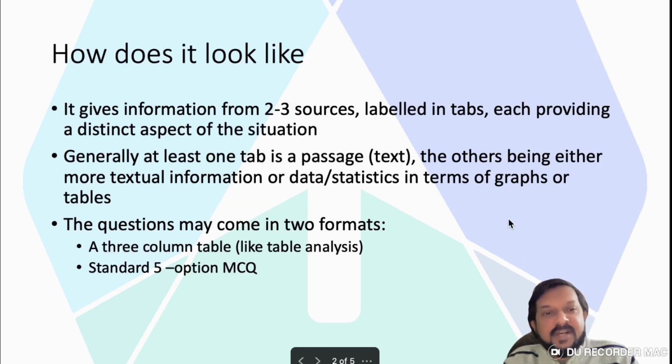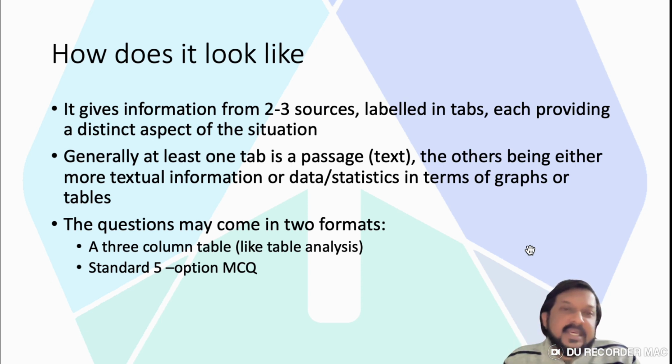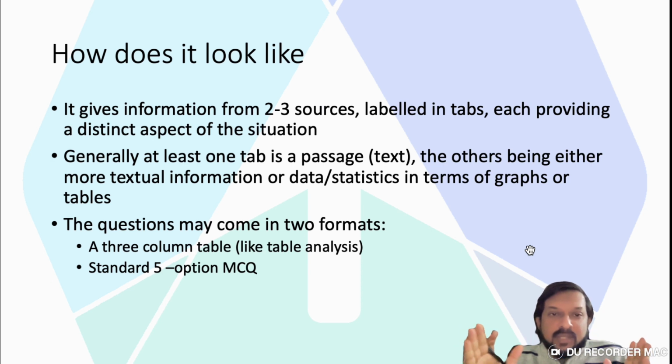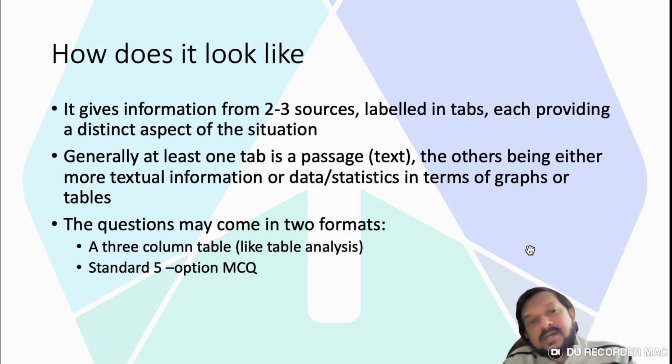Let's first of all talk about how it looks. Now, as the name suggests, it gives information from 2 to 3 sources. The question looks like the way you see Google Chrome or something like that, where there are multiple tabs and you can click on the tabs to get different types of information.